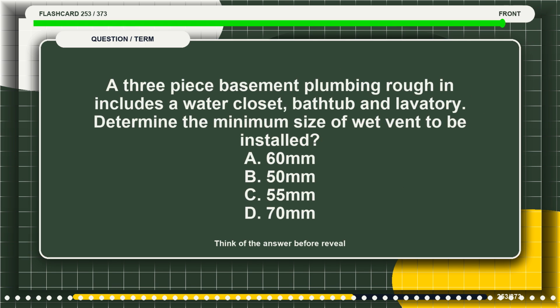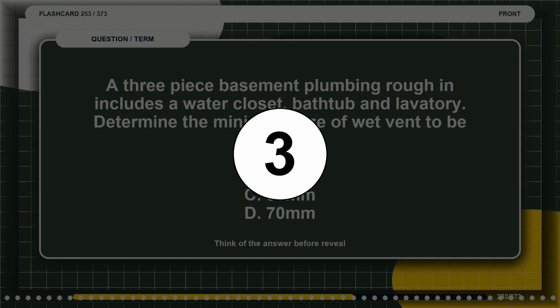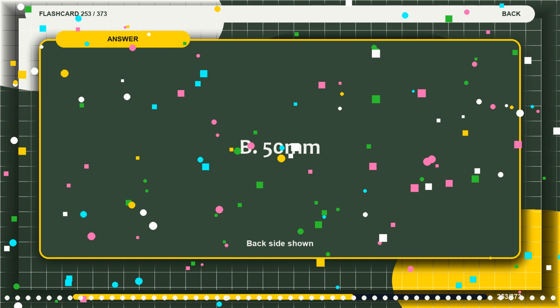Flashcard 253. A 3-piece basement plumbing rough-in includes a water closet, bathtub, and lavatory. Determine the minimum size of wet vent to be installed. A. 60 mm B. 50 mm C. 55 mm D. 70 mm. Think of the answer before the reveal. The answer is B. 50 mm.